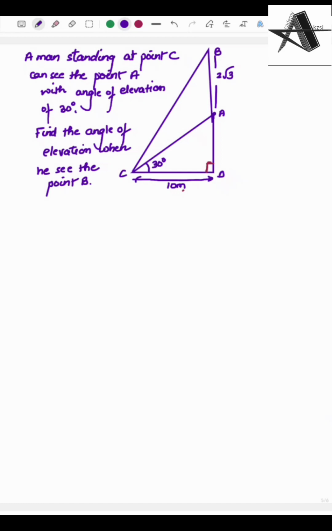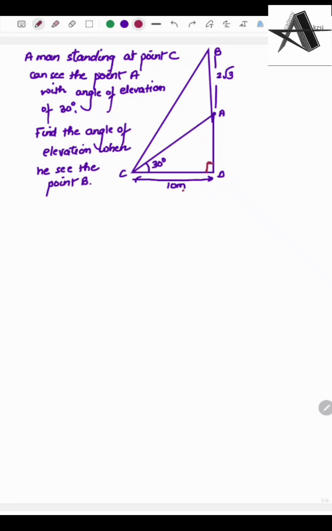So it says a man standing at point C can see the point A with an angle of elevation of 30 degrees. See, angle of elevation means if you are looking up somewhere, that is your elevation, because you are looking above your eye level. Whereas if you are watching something down below, then it will be called the angle of depression. So the angle of elevation, this is 30 degrees given. Find the angle of elevation when he sees the point B.